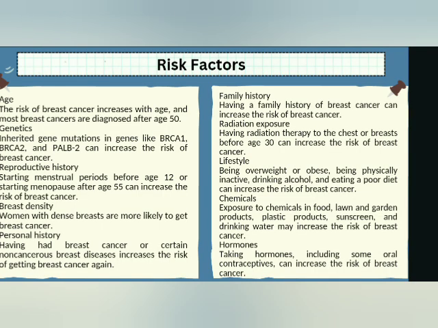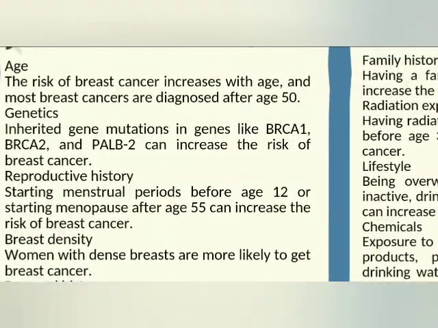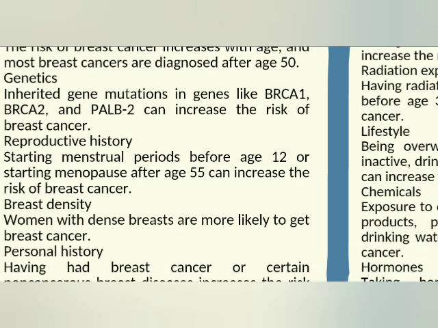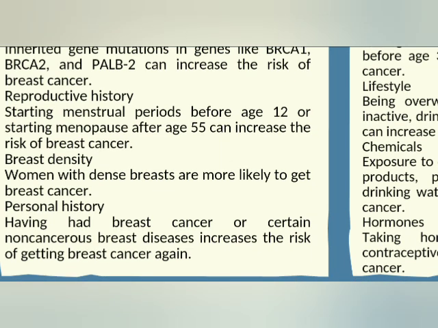These are the risk factors of breast cancer. First is age. The risk of breast cancer increases at the age of 50 or after 50. In genetics, inherited gene mutations in genes like breast cancer 1, breast cancer 2 and PALB2 can increase the risk of breast cancer. Next is reproductive history. Starting menstrual periods before age 12 or starting menopause after age 55 can increase the risk of breast cancer.